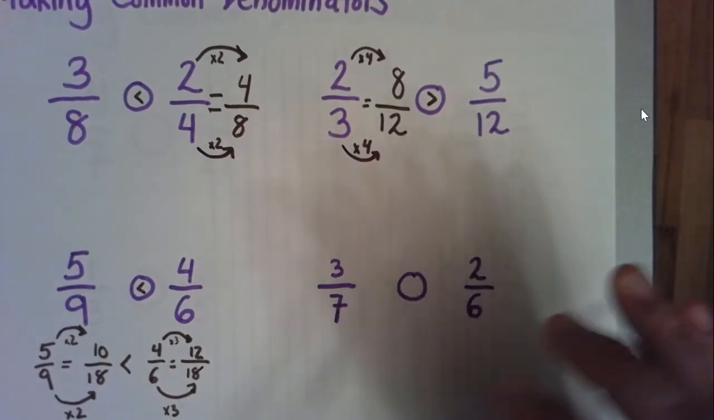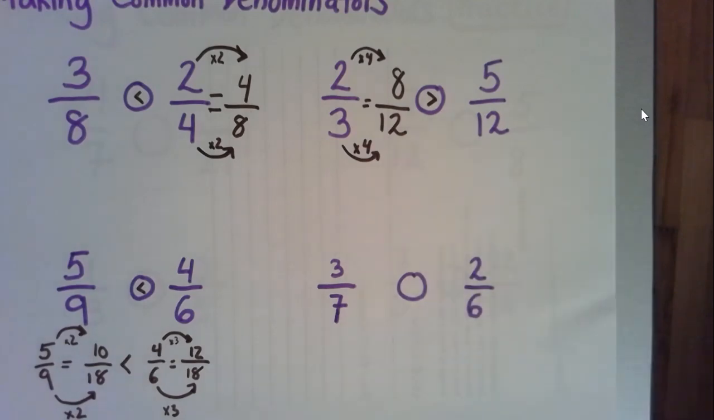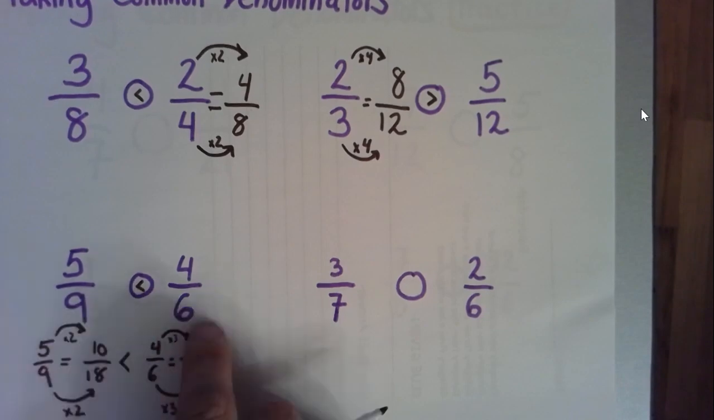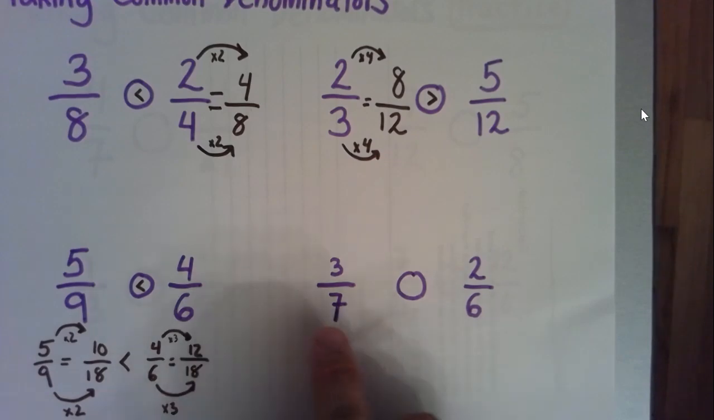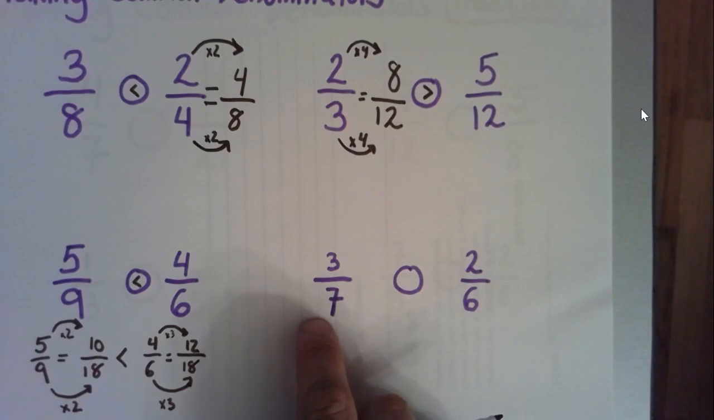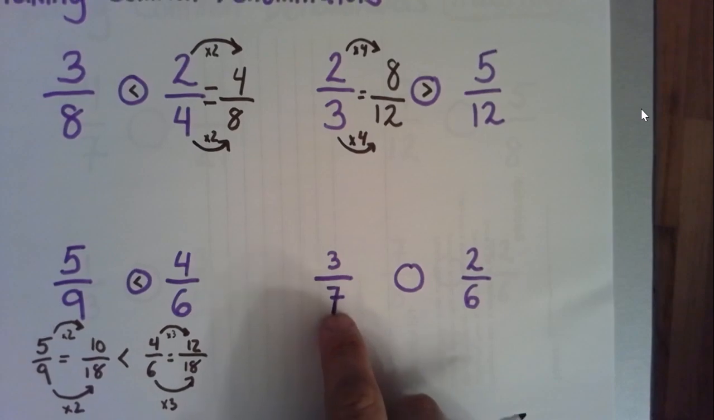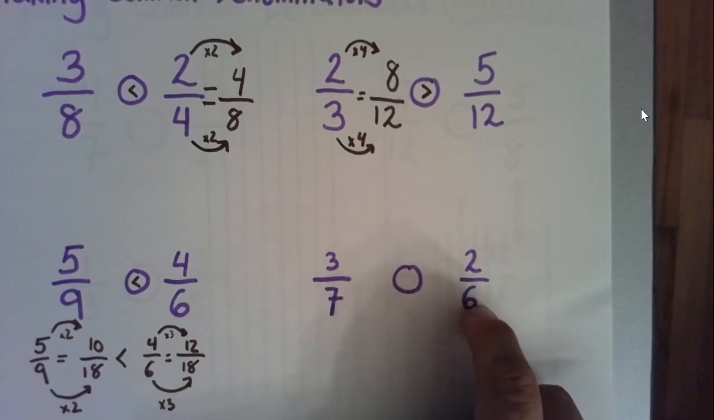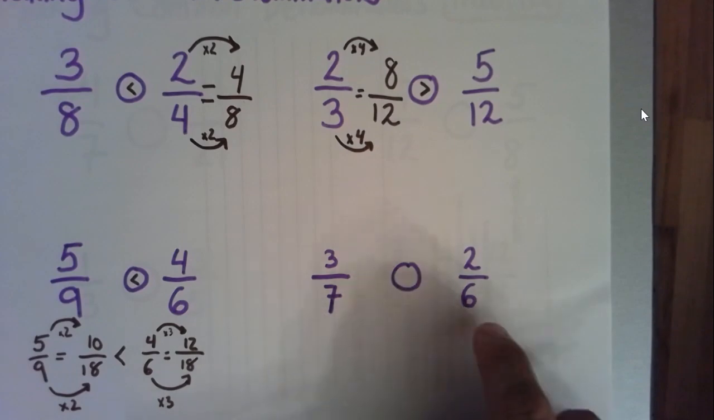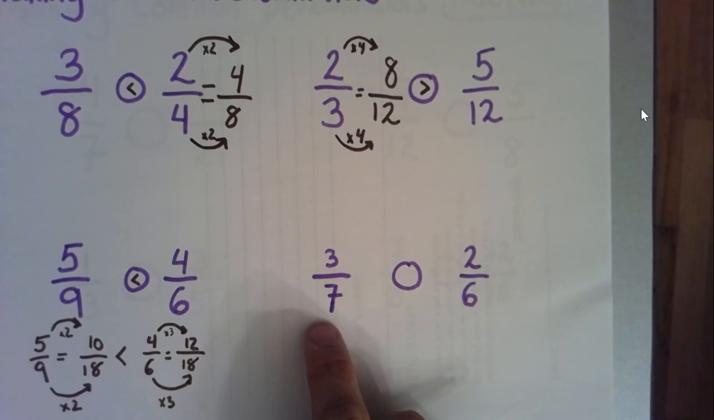Let's try this next one. I've got 3/7 and 2/6. Before I was able to find a common multiple for 9 and 6 that was easy to work with. I put them both out of 18, but 7 times 2 is 14, and there's nothing I can multiply 6 by to get to that. 7 times 3 is 21. I can't multiply 6 times anything to get 21. 7 times 4 equals 28. 6 times, no, that's not going to work. 7 times 5 is 35. Certainly 6 times anything. 7 times 6 equals 42.